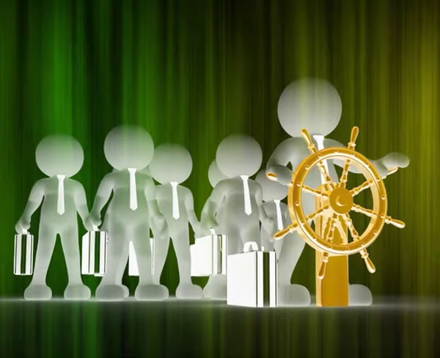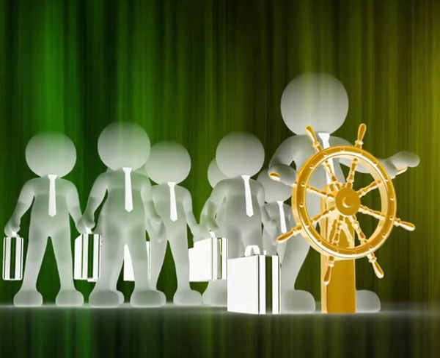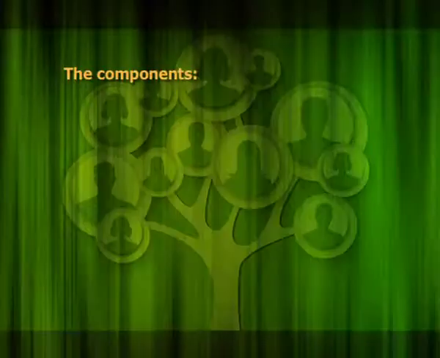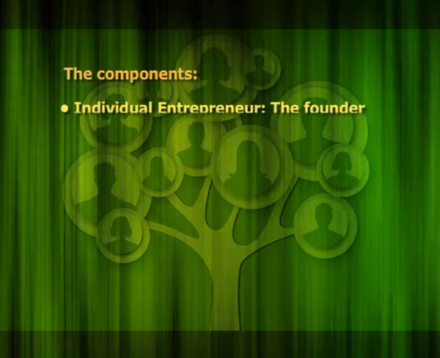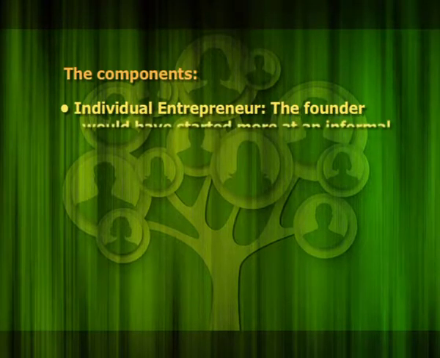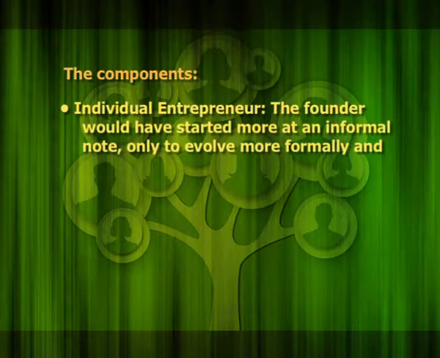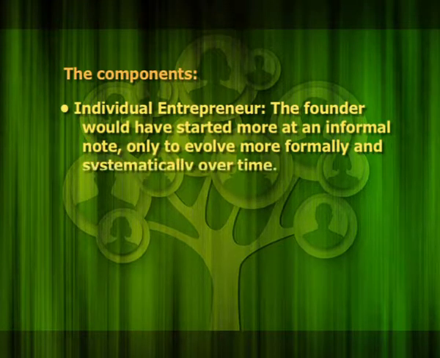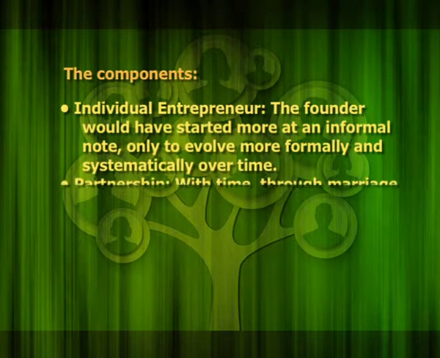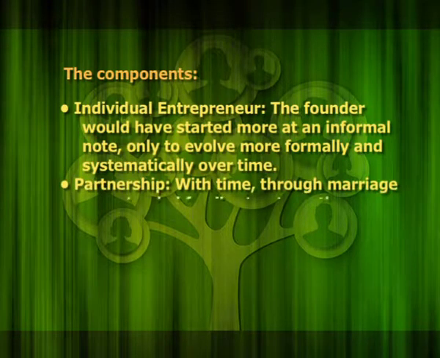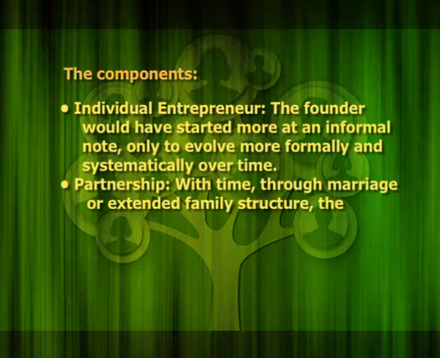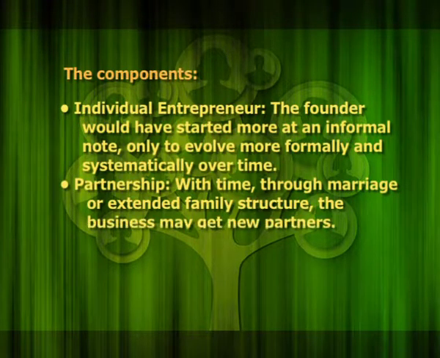An enterprise is susceptible to change over time. Along with the growth of the enterprise, the components of governance evolve too. The components are: first, individual entrepreneur. The founder would have started at a more informal note, only to evolve more formally and systematically over time. Second is a partnership. With time, through marriage or extended family structure, the business may get new partners.